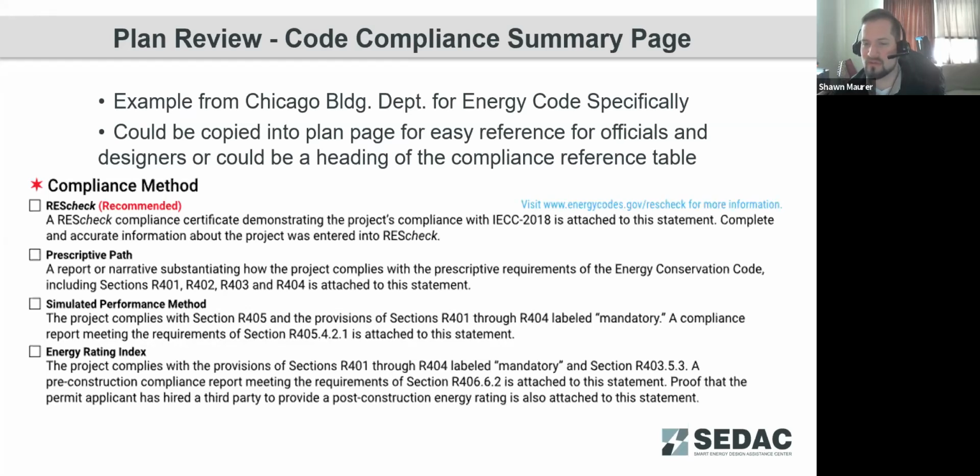People should also be aware that ResCheck can be used for a prescriptive path or simulated performance method compliance option. We do like to stress that the UA trade-off is sometimes confused with a performance path. It is part of the prescriptive path compliance method. ResCheck has added an option separately to do a simulated performance path method. It requires a little more detail on entry. But again, you want to make sure that you're checking off that compliance method on your application information and including that in your documentation.